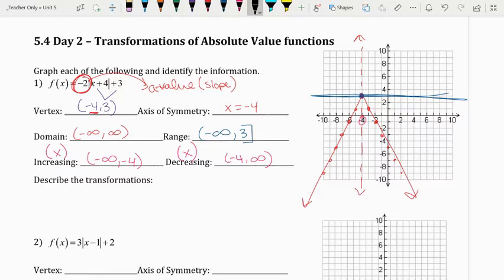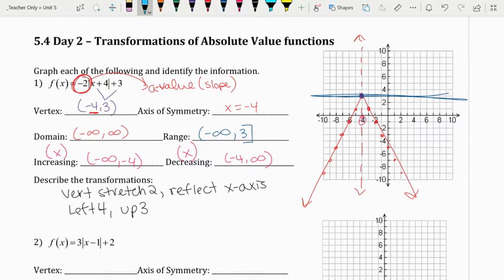When you want to describe the transformations, first off, our A is 2, which means a vertical stretch of 2. But it's also reflected over the x-axis because it's negative. The +4 means left 4, and the +3 means up 3. So we're going to do another example like that.